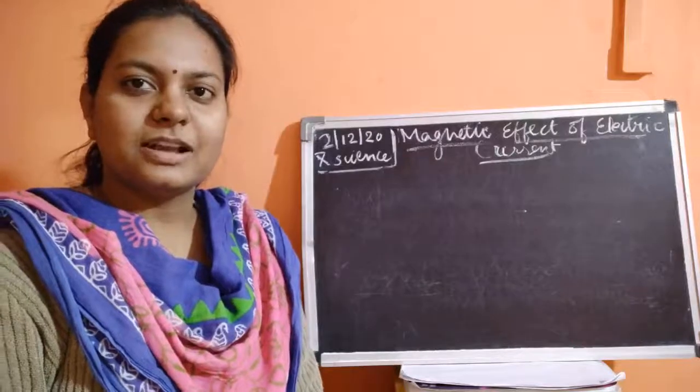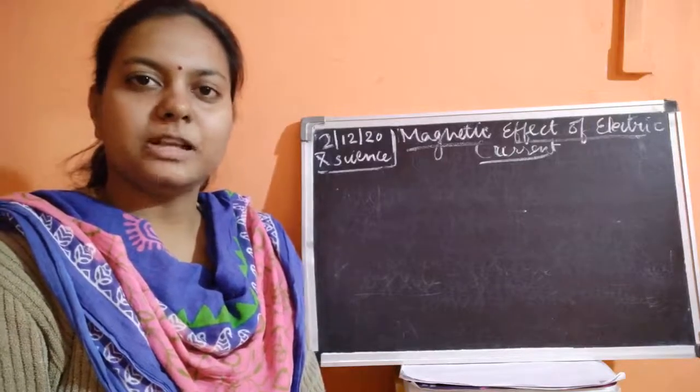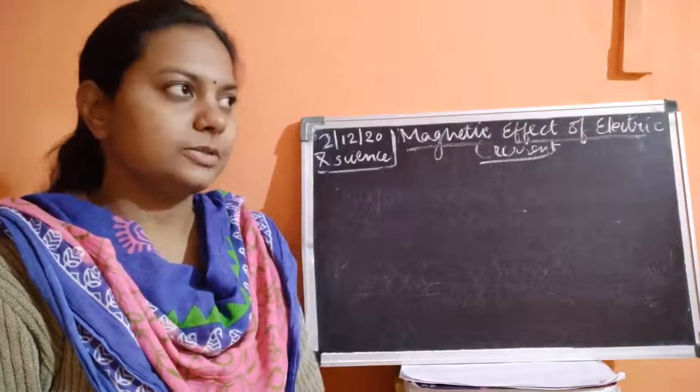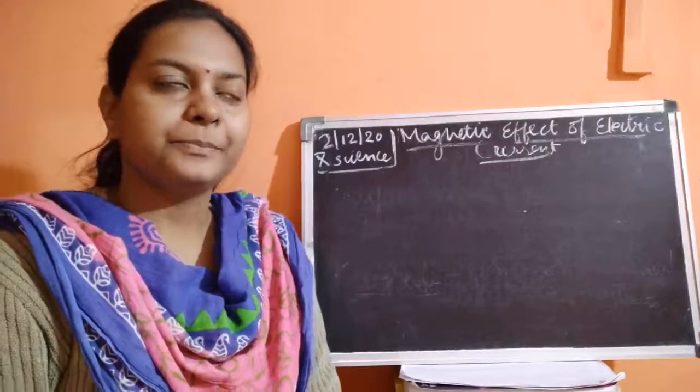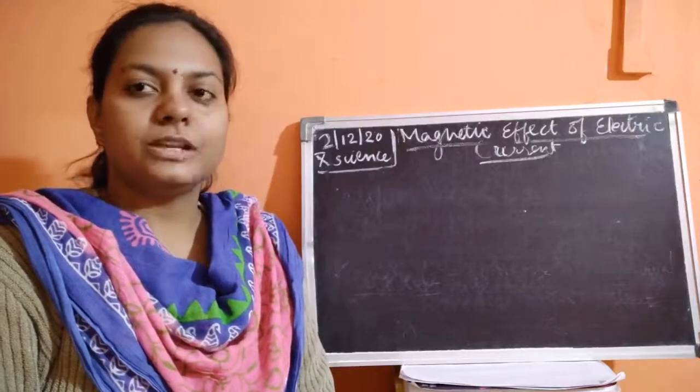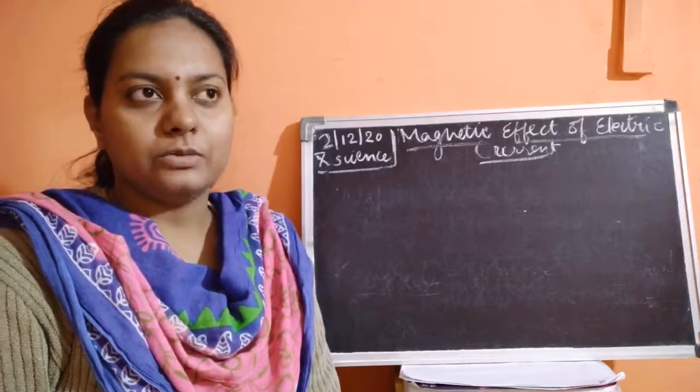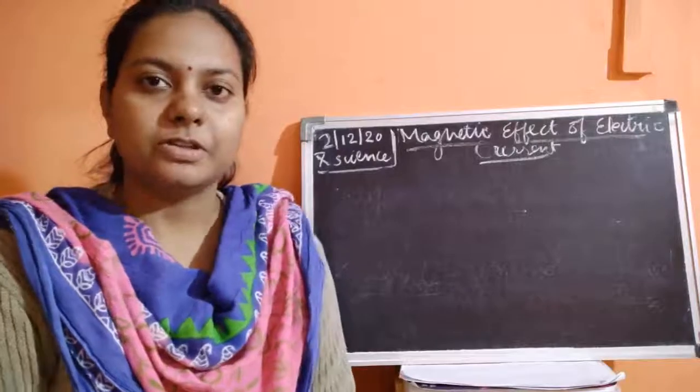Hello students, I'm here with another video from the chapter of class 10 Science NCERT book. The name of the chapter is Magnetic Effect of Electric Current. So before going on to today's topic, I just wanted to tell you what all things we have discussed in this chapter so far.